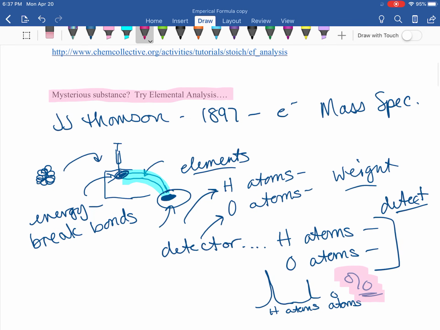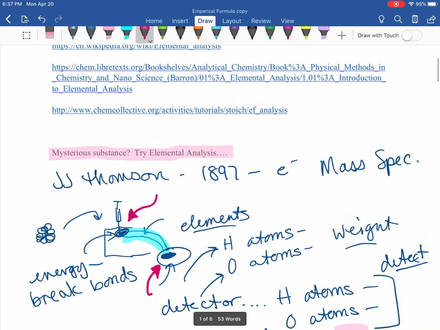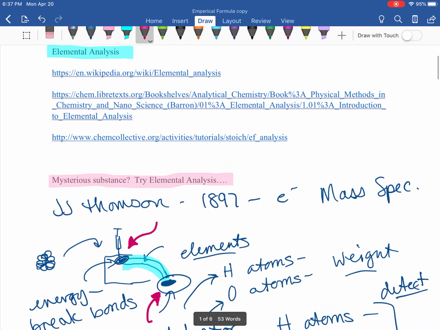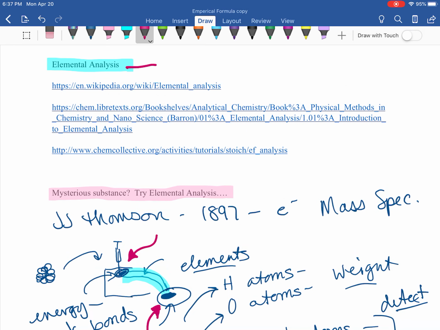Now, I'm not going to test you at all on this instrumentation. There's way too much variation in how you can break all of those bonds. There's a whole science behind just injecting that sample, and a whole science behind those detectors. There's several. It's a really huge area of analytical chemistry. We're not going anywhere near that.